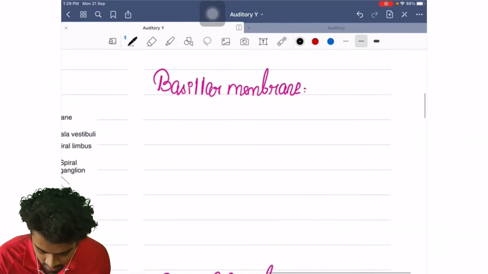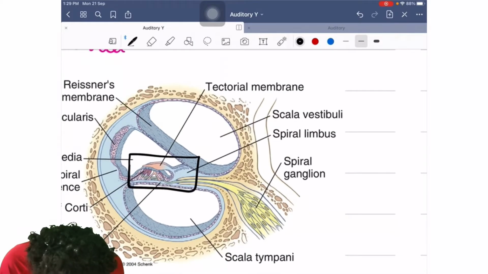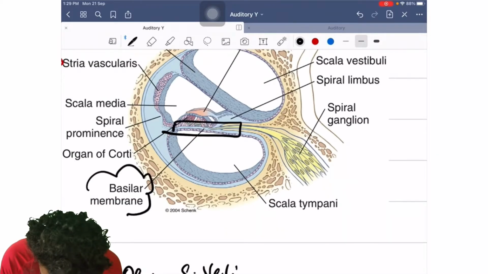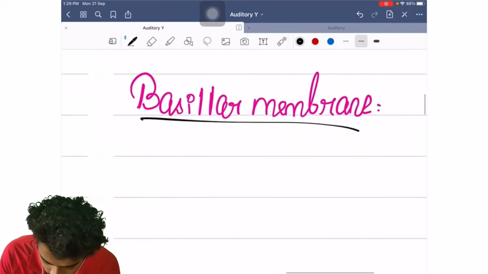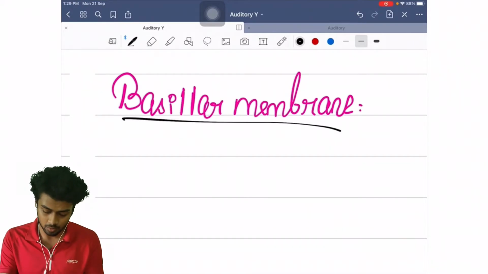Let us take a look at the basilar membrane, which is nothing but this part. Now I'm going to play an animation video so that we can get a better orientation about that.